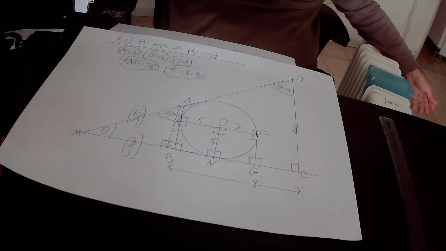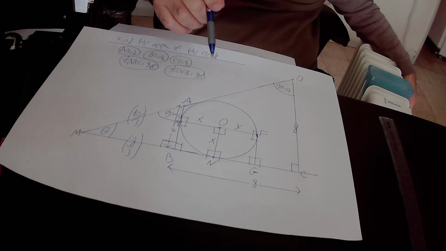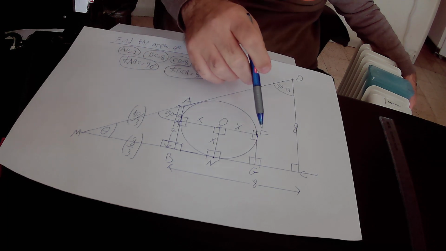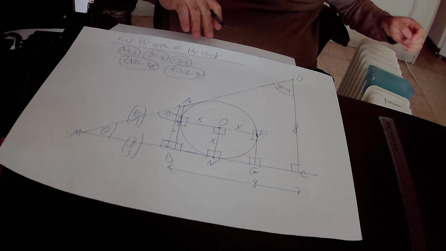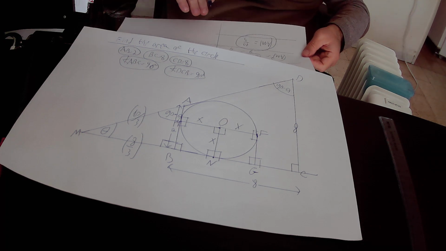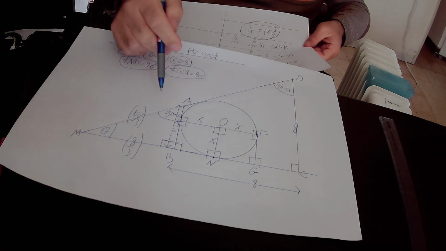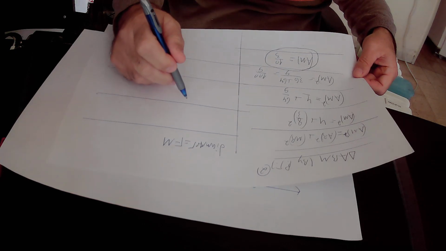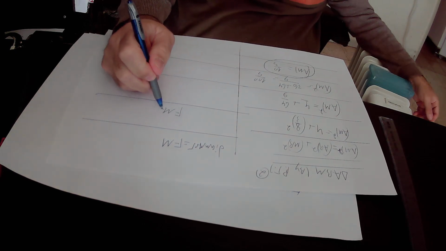But we also know that the opposite sides of a rectangle are equal to each other. That is to say, Fm equals Bg. You can write down that in rectangle FMBG, Fm equals Bg.